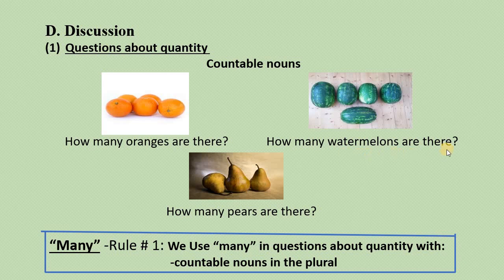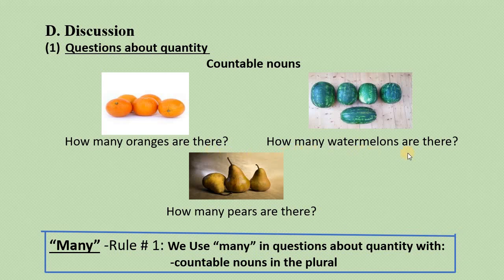How many watermelons are there? We have the noun in the plural. We use the expression, look here guys, we use the expression how many, and the verb is in the plural form. And the same here, we use the expression how many because the noun is in the plural form as well as the verb is also in the plural form, are. There you go guys. So, how many oranges are there?